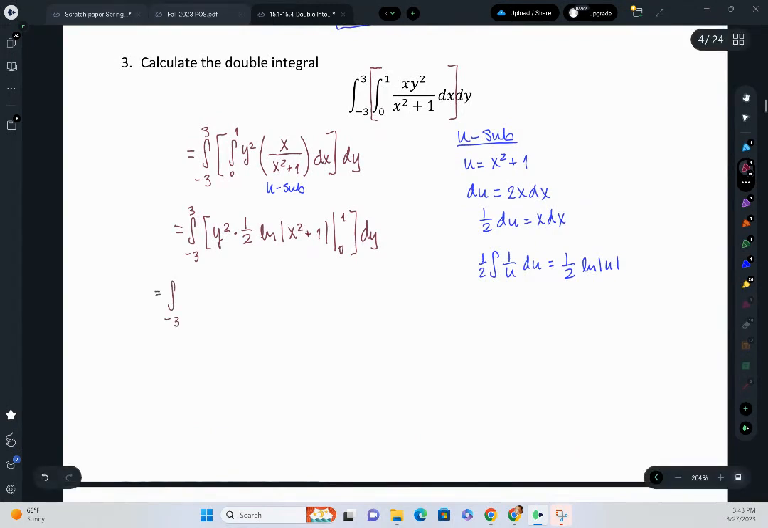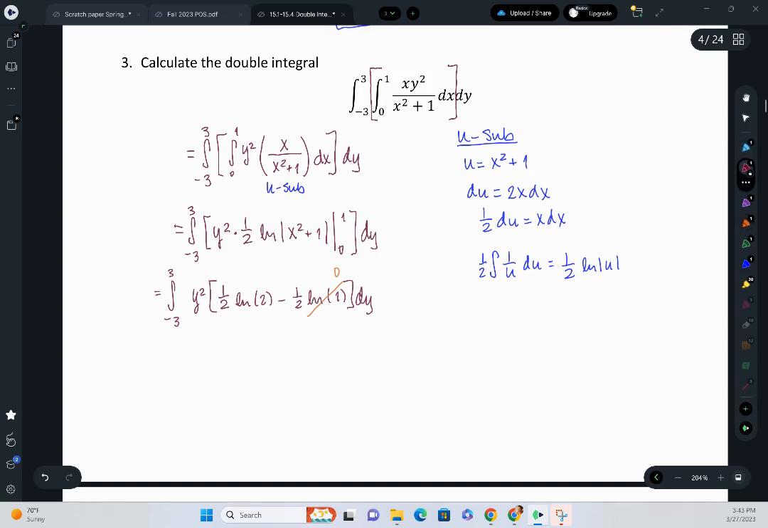So the integral from minus 3 to 3 of, remember y squared is just going to hang out. So I'm going to pull it out and focus on my evaluation. I have 1/2 ln of 2 minus 1/2 ln of 1, and then a dy. I think I have extra brackets here. Ln of 1 is 0, so that second term is gone.